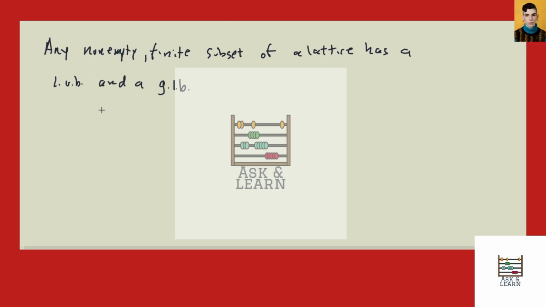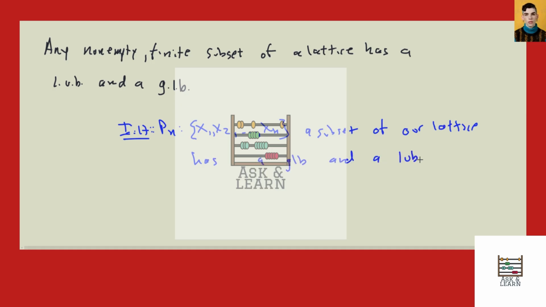So let's see if we can just get a base case, or first we should come up with a statement. All right, so if this is true, so this will be our induction hypothesis, if this is it. So this is going to be Pn, being that x1, x2, dot, dot, dot, all the way up to xn, a subset of our lattice, has a greatest lower bound and a least upper bound.